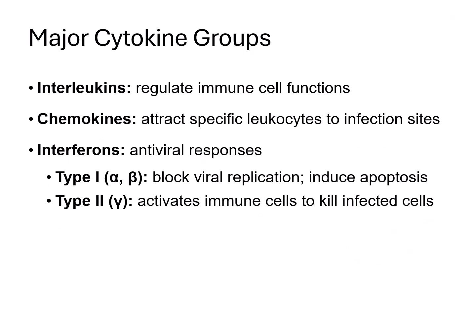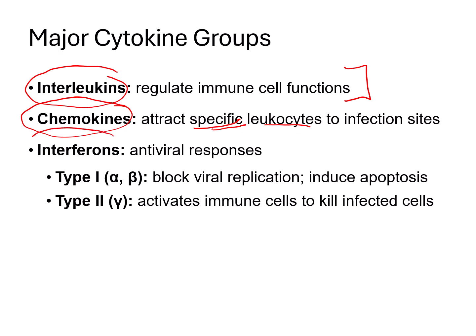We have three major cytokine groups. First, we have interleukins. These will regulate immune cell functions. Chemokines are cytokines that attract very specific white blood cells to the infection site. And interferons interfere with viral infection. So these are antiviral responses, and we have two subcategories here.